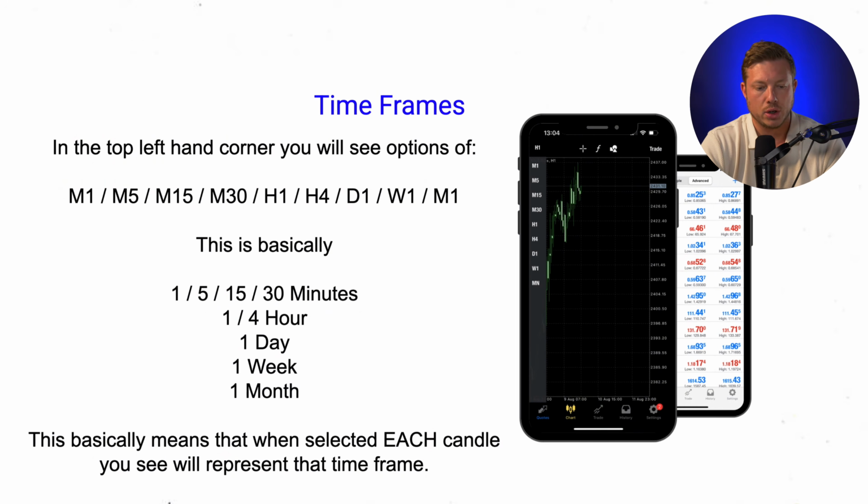In the top left-hand corner, you'll see options of M1, M5, M15, M30, H1, H4, D1, and so on. These simply mean 1, 5, 15, 30 minutes, 1 or 4 hours, 1 day, 1 week, 1 month. What that means is that each candle seen on here, which is these candles here, represents that time frame. So if this is selected as H1, which it is right now, each of these candles is 1 hour in time. If you change it to 1 day, it becomes a day. So this basically means that each candle you see represents that time frame.